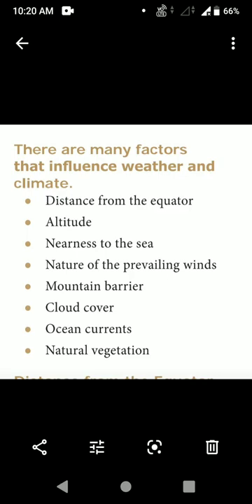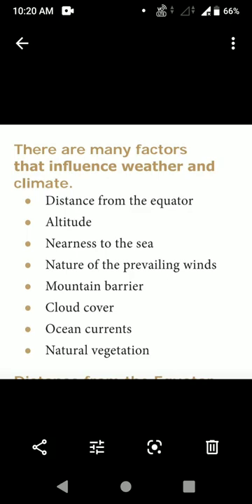Altitude. What do you mean by altitude? Altitude is the height above the sea level. Next, nearness to the sea, nature of the prevailing winds, mountain barrier, cloud cover, ocean currents, and natural vegetation. So, today we are going to learn about these factors only. In this lesson, there are only 3 units: 3.1, 3.2, and 3.3.